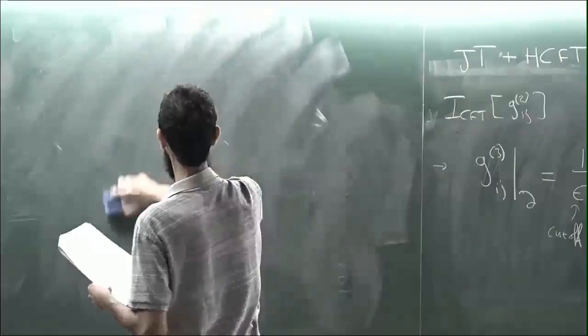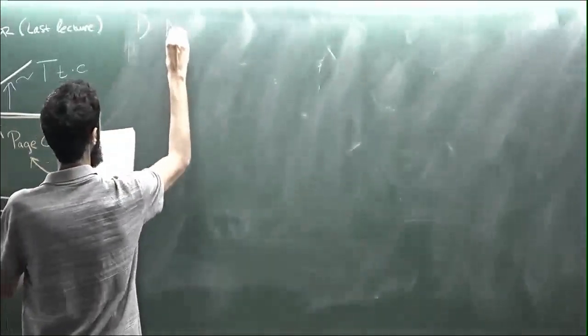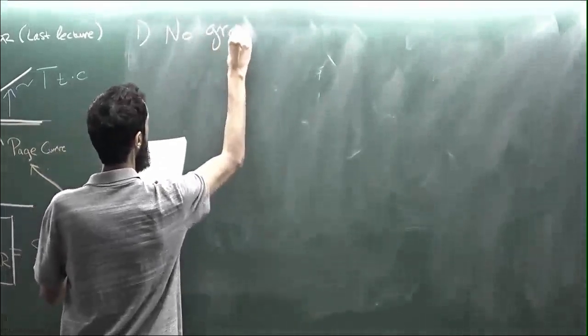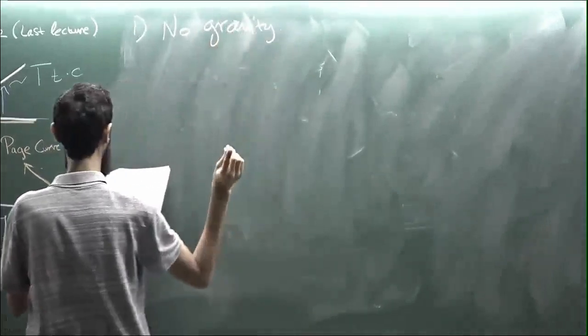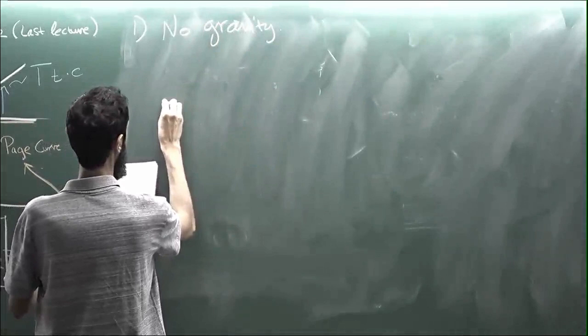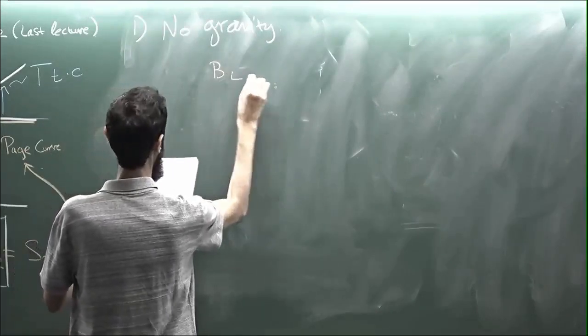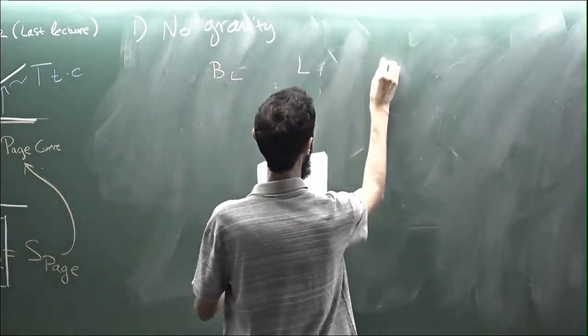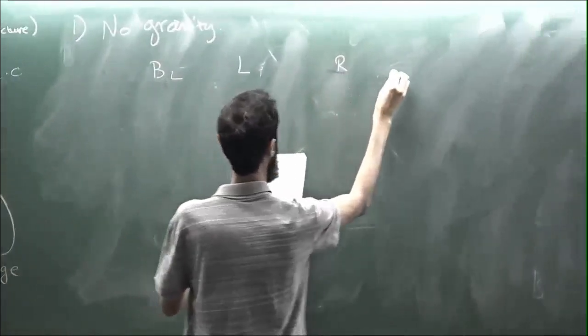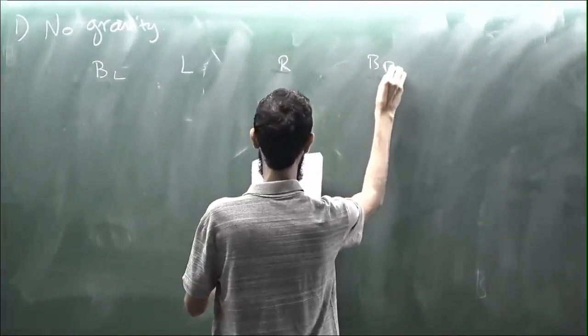Where the boundary theory, from the name, there's no gravity involved. So one, no gravity. Let me just draw this, then I'll take your question. So we have the L, R, and VR.